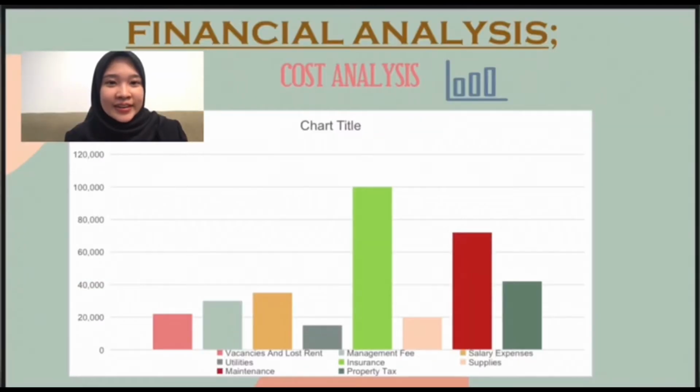Next is financial analysis. As you can see, this is our cost analysis graph. The highest cost is insurance, which costs about 1,000 ringgit, and the second highest cost is maintenance that costs 70,000, while the utilities cost around 18,000.